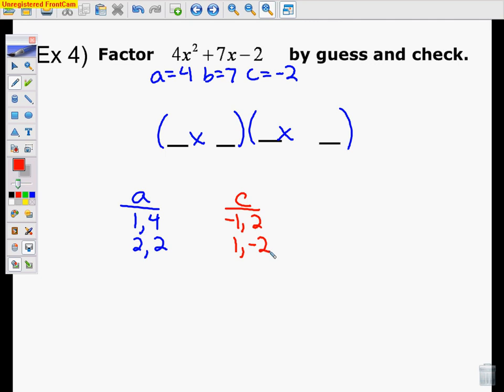Okay, so let's go ahead and put our values in there. I'm going to put the 1x and the 4x. All right, and let's go ahead and try these out. So let's put in -1 and +2. So when we check our outer and our inner, the outer, we get 2x. The inner, we get -4x. 2 plus -4, that's -2. Didn't work. All right, so we can switch those around.